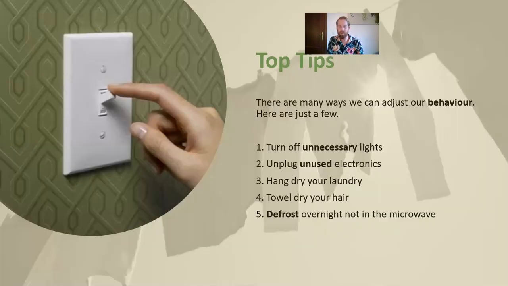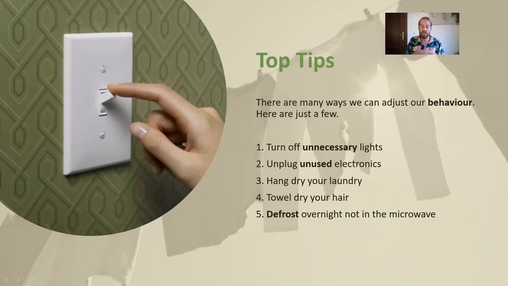So here are the top tips that Ali gave us and how we can adjust our own behavior to make sure we are producing as little electricity as possible. Bit of a tongue twister there. So the first one is to turn off unnecessary lights. When you leave the room, just flick the switch.